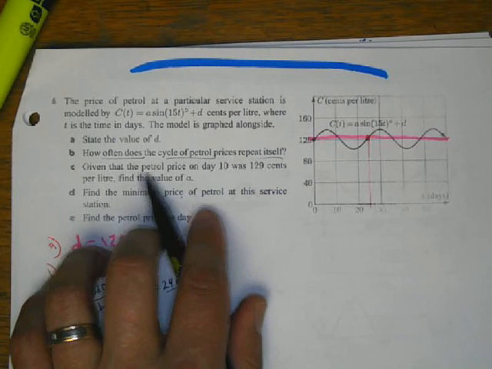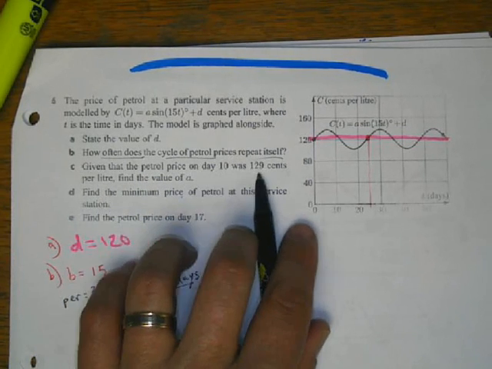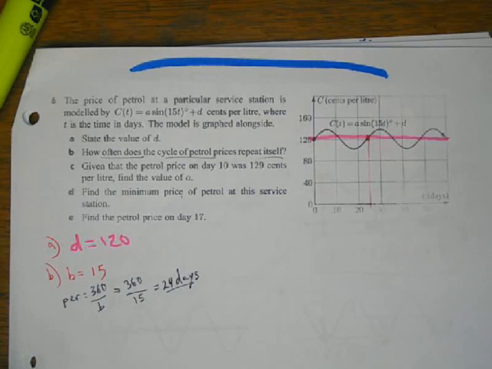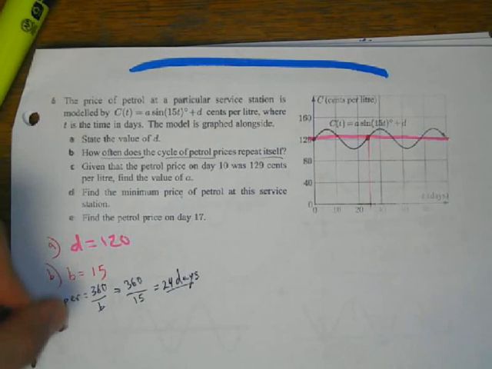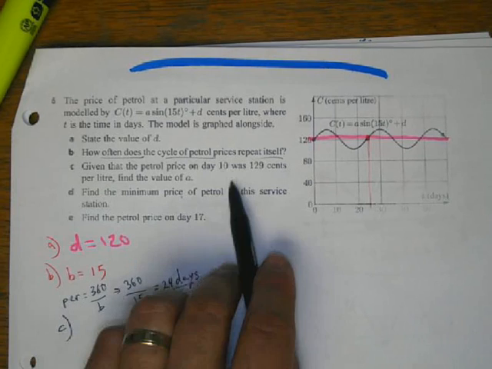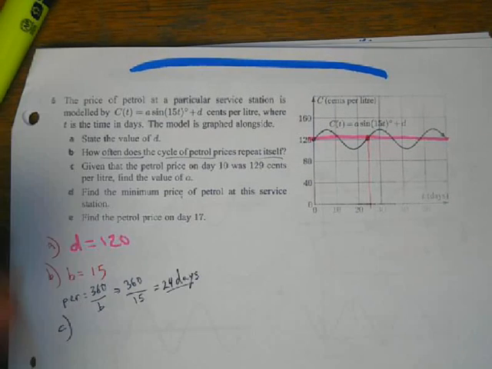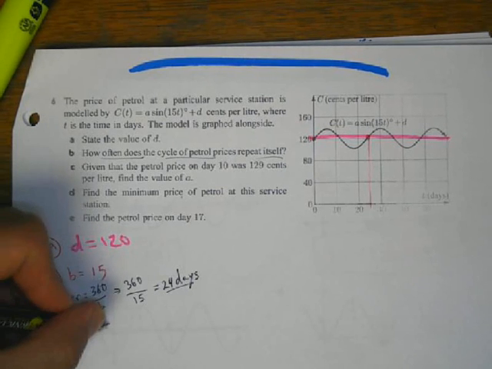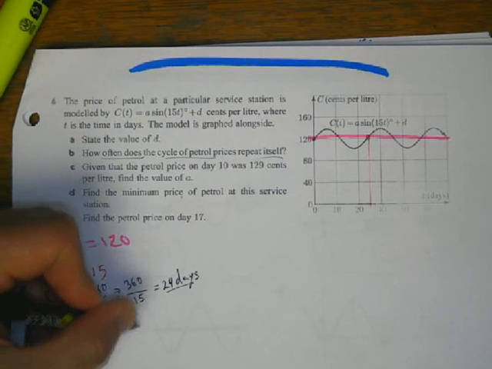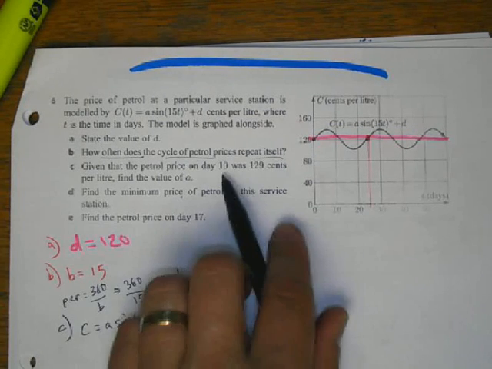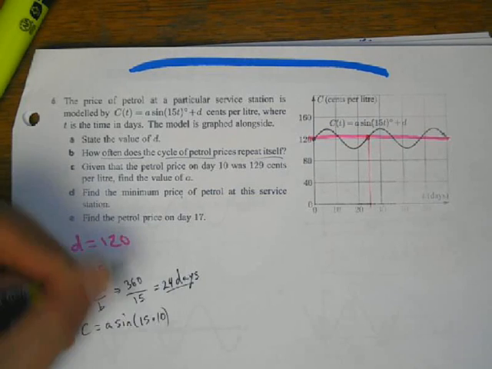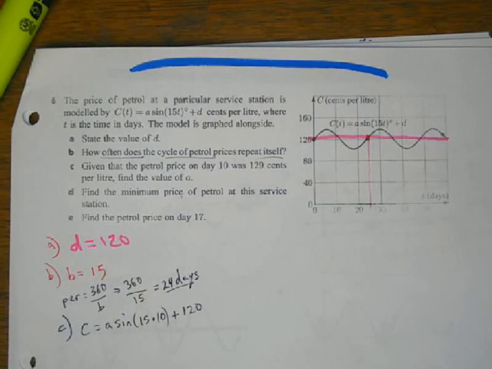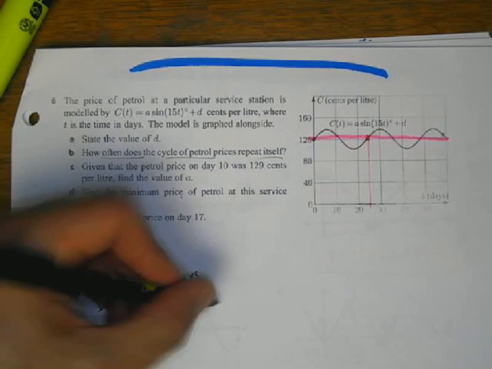Okay, question C. Given that petrol price at day 10 is 129 cents per liter, find the value of A. So for question C, I'm going to plug in 10, and so here's the equation. Y equals A sine 15 at day 10, so I'm going to put in 10 there, plus, we know D is 120, and they said that this is equal to 129.